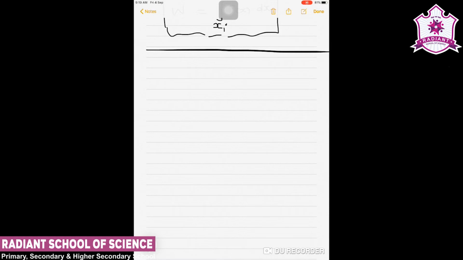Now plot the force applied by the woman and the frictional force, which is 50 Newton, versus displacement, and calculate the work done by the two forces over 20 meter. So here we are asked to find out and to plot the graph.